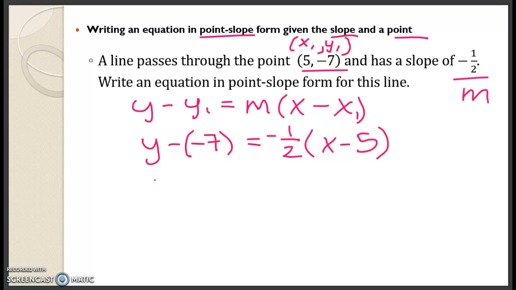Now we can simplify by going y plus 7 equals -1/2 times x minus 5. That right there is point-slope form, and we don't have anything else to do. So that is the topic of writing an equation in point-slope form, given a slope and a point.